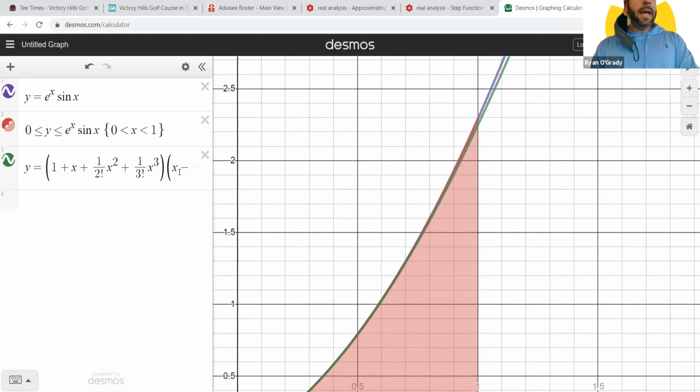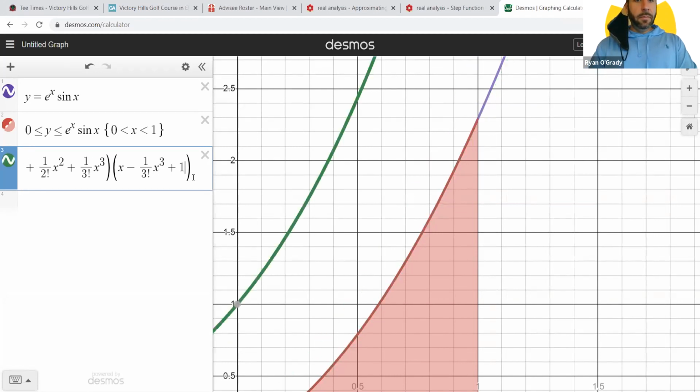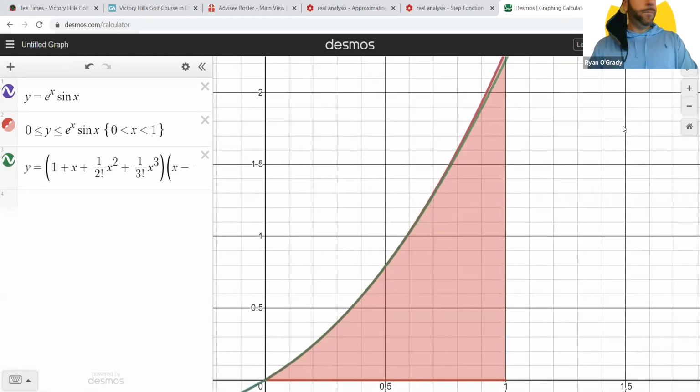And by the way, maybe I don't need all these terms in the sine, because these terms in the sine are going to be much smaller. Is power 5 going to contribute as much as power 3? Well, the answer is no, because remember, I'm between 0 and 1. So maybe I don't even need this term. And that's still pretty good. So maybe I only need the first 4 terms of e and the first 2 terms of the sine. Do you understand what I'm saying?